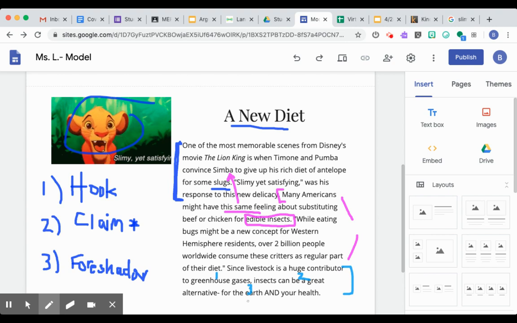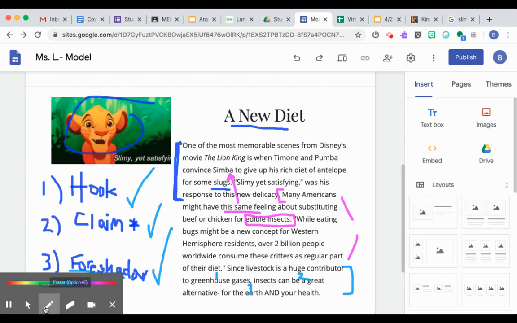So again, your intro paragraph is going to be up top. When you're going back and revising, make sure you are checking for those three parts. It doesn't necessarily have to be just three sentences, but it should have those three parts: your hook, your claim, and your foreshadowing or transition sentence, which will transition into the next part of your website.